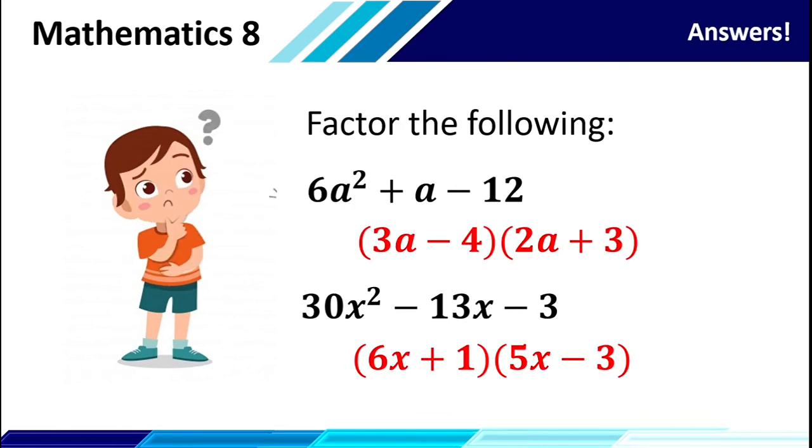Here are the answers from our previous exercises. We have 3a minus 4 times the quantity of 2a plus 3 as the answer on our first example, and 6x plus 1 times the quantity of 5x minus 3 as the answer on our second example.